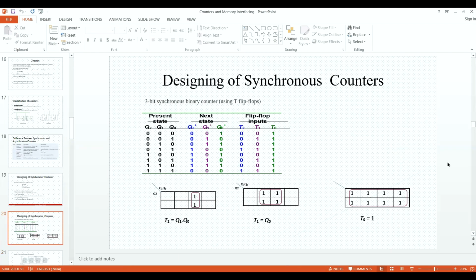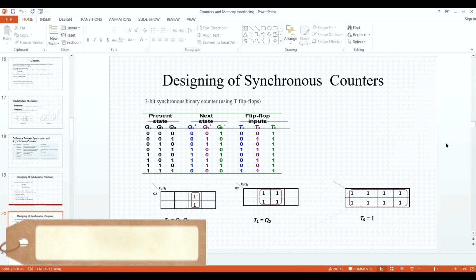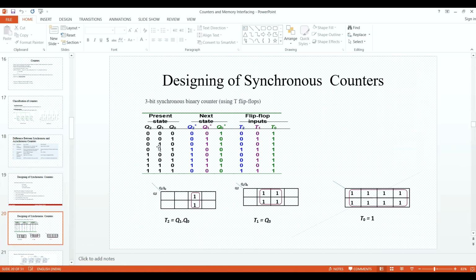Now, one example I'm taking is a 3-bit synchronous binary counter, and I'm using T flip-flops. Normally in making counters, we use T flip-flops and D flip-flops instead of JK and SR. You can see what I write over here: the present state, going from 0 to 7, and the next state starting from 1 to 7 and going back to 0.